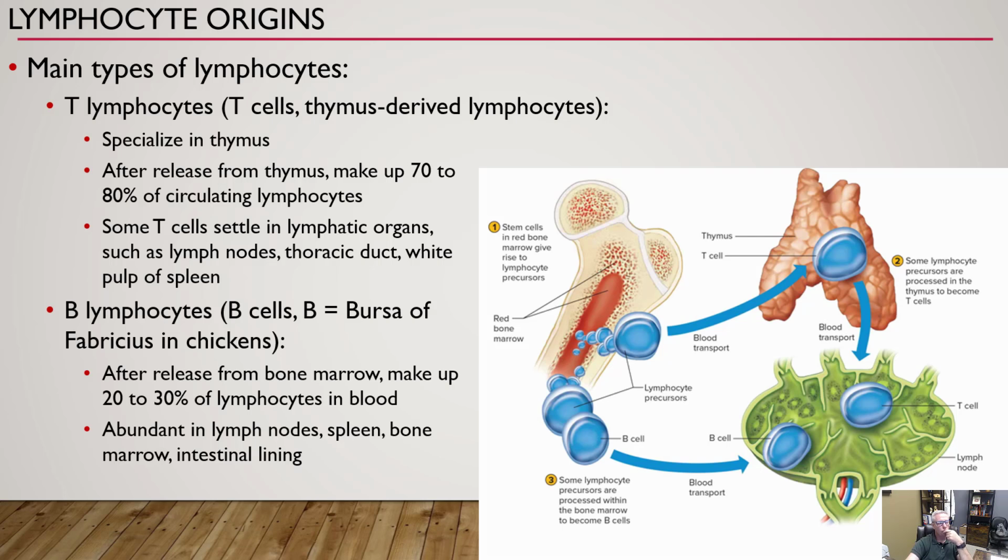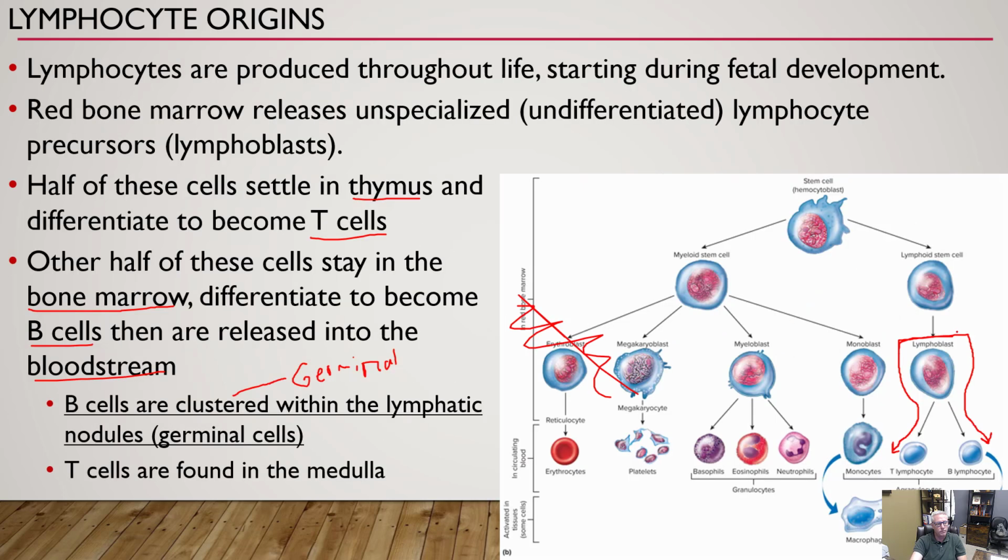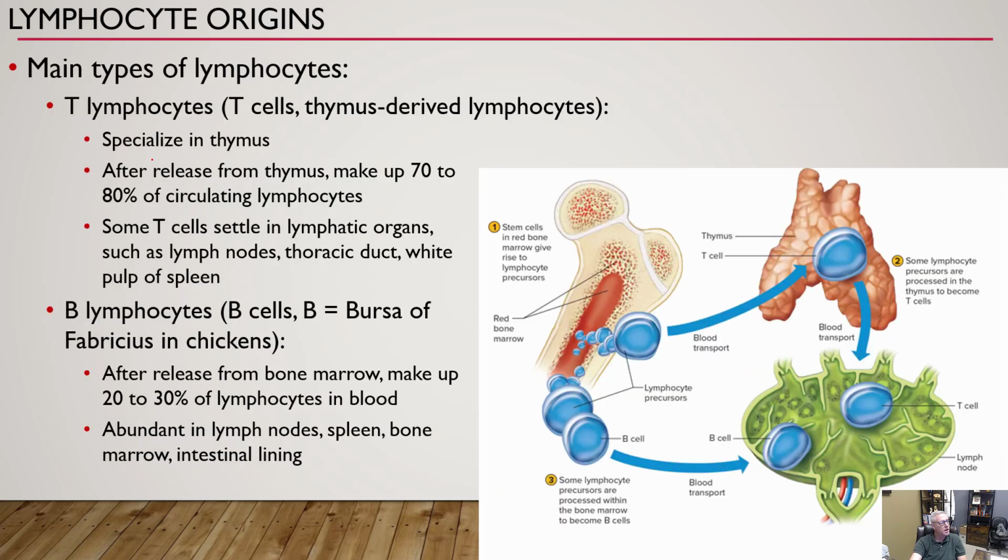All right, so the two main types of lymphocytes, remember we have the natural killer cells, which are a type of lymphocyte. We're not really talking about the NK cells, but we're going to focus on the T cells and the B cells. So the T cells, remember, are from the thymus. Once we go from the lymphoblasts down to the thymus to T cells, T cells are going to make up about 70 to 80% of your circulating lymphocytes.